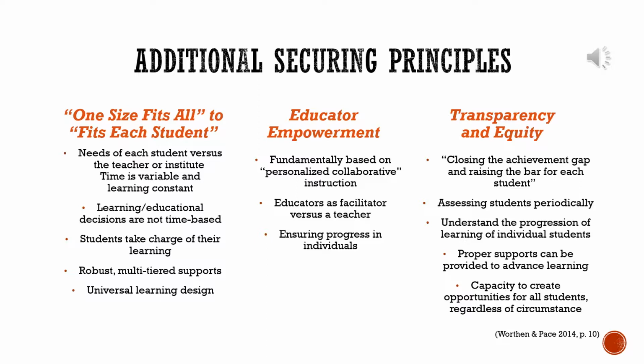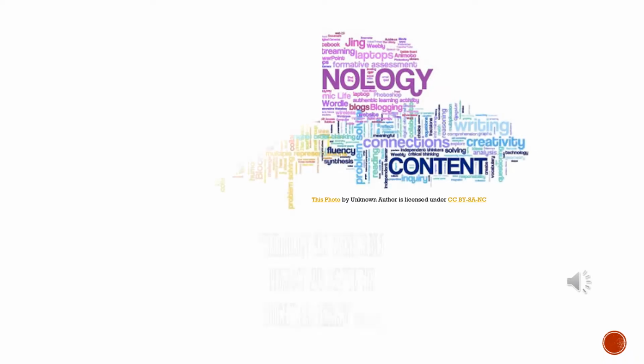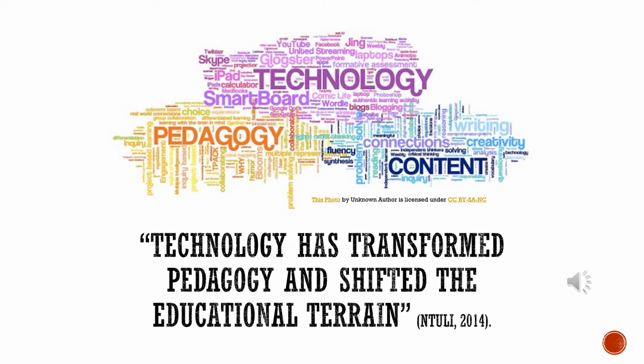The last principle is transparency and equity. This framework helps narrow the achievement gap and set personal goals for each student. Through a variety of assessments, educators will be able to monitor their progression, not as an average, rather by their own learning timeline. This creates opportunities to provide the right support with the right tools based on each student, rather than the majority. Ntuli 2014 is quoted as saying, "Technology has transformed pedagogy and shifted the educational terrain."